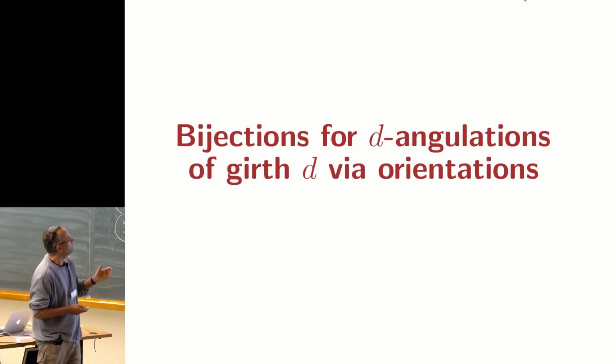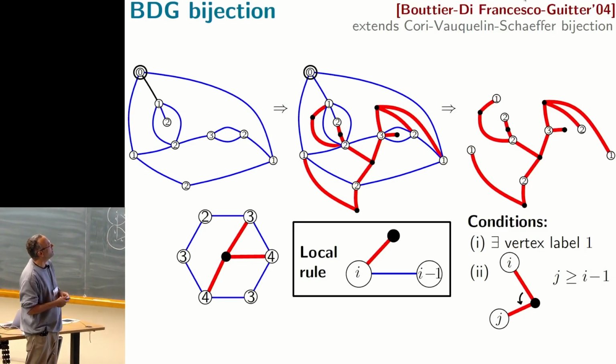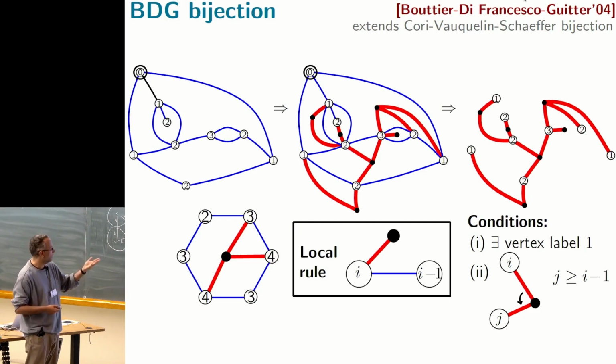Okay, so let me show how this approach with orientations works. The starting point is, of course, the BDG bijection. It was already described yesterday, but let me recall. You start with a bipartite map with the distance labeling, and in each face you put a black vertex and connect it to all corners that are at the end of a label ascent. So it's an extension of the Cori-Vauquelin-Schaeffer bijection.